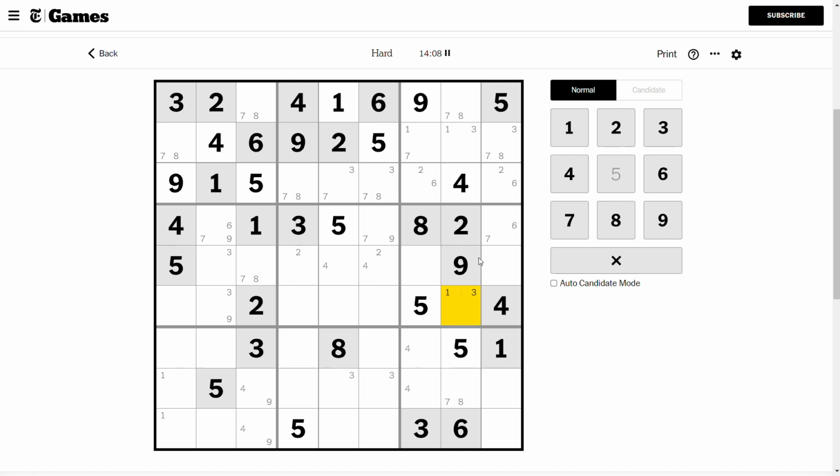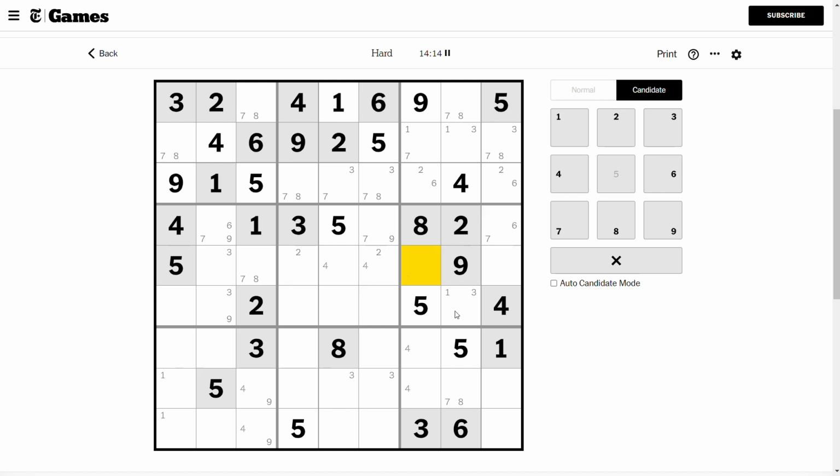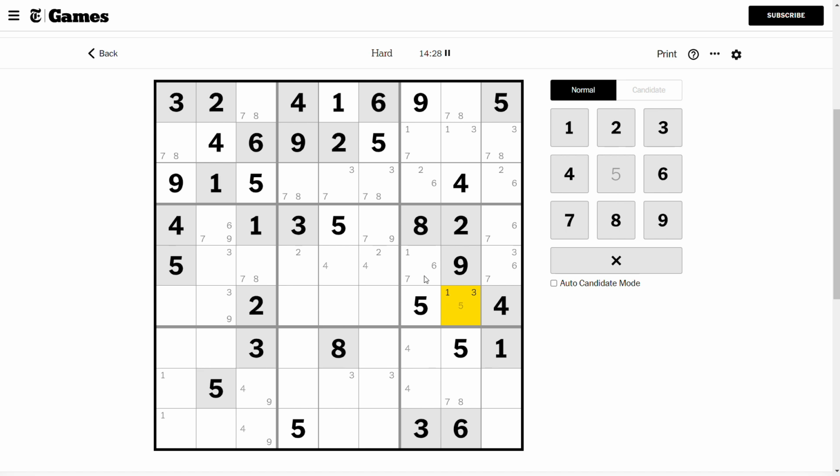Okay, so let's think about block 6. 1, 3, 6, and 7 are the missing digits. 1 can only go into one of these two cells. 3 can only go into one of these two cells. 6 can go into one of these three cells, and I think 7 can go in. No, except for this one, because it's a part of the 1-3 pair. So 7 also, well, it's the same as 6. They are forced into one of these three cells.